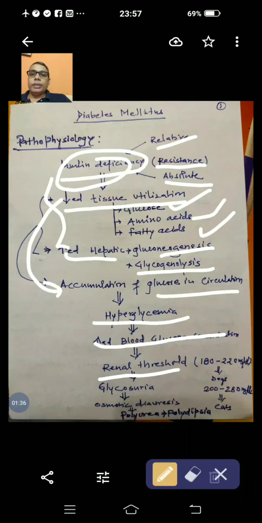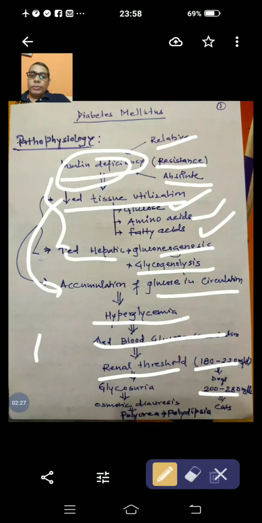As you know, normally glucose does not come out into the urine. Even after an elevated level of glucose in the blood, it will not be present in the urine unless the blood glucose crosses the renal threshold level. You are well aware that this renal threshold level for dogs is 180 to 220 milligram per dl, and for cats it is 200 to 280 milligram per dl. So after this level, glucose will come into the urine.